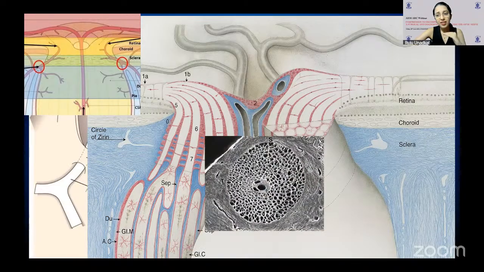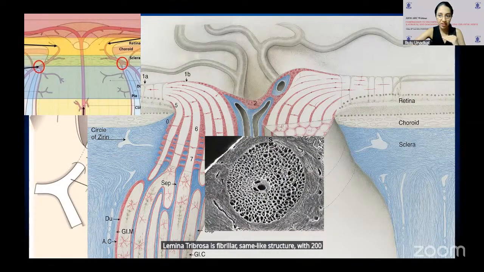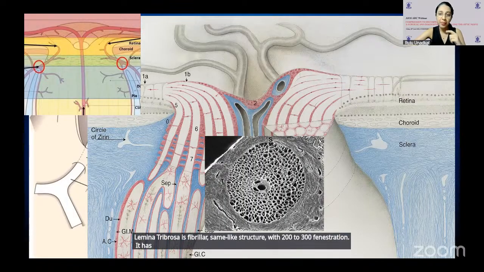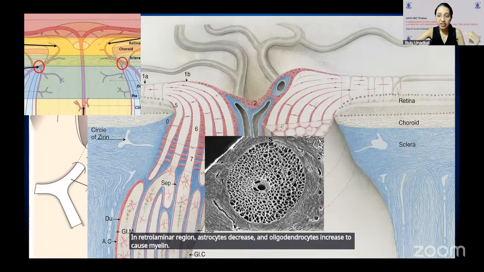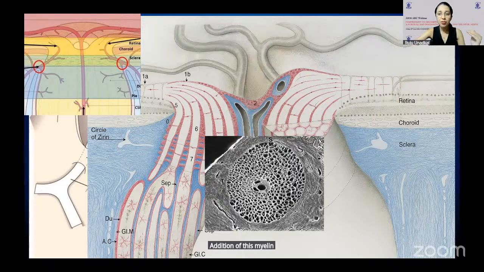The lamina cribrosa is a fibrillar, sieve-like structure with 200 to 300 fenestrations. It has a rich blood supply from the circle of Zinn-Haller. In the retrolaminar region, astrocytes decrease and oligodendrocytes increase to form myelin. Addition of this myelin sheath doubles the diameter of the optic nerve from 1.5 to 3 millimeters.